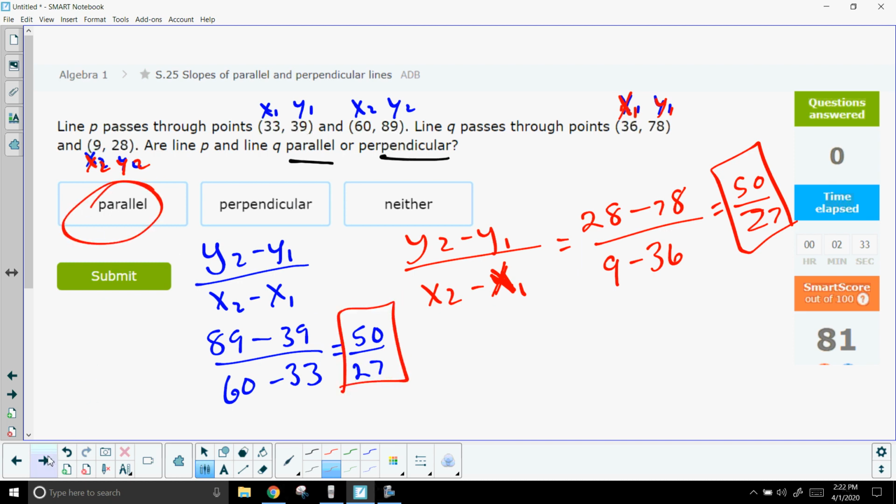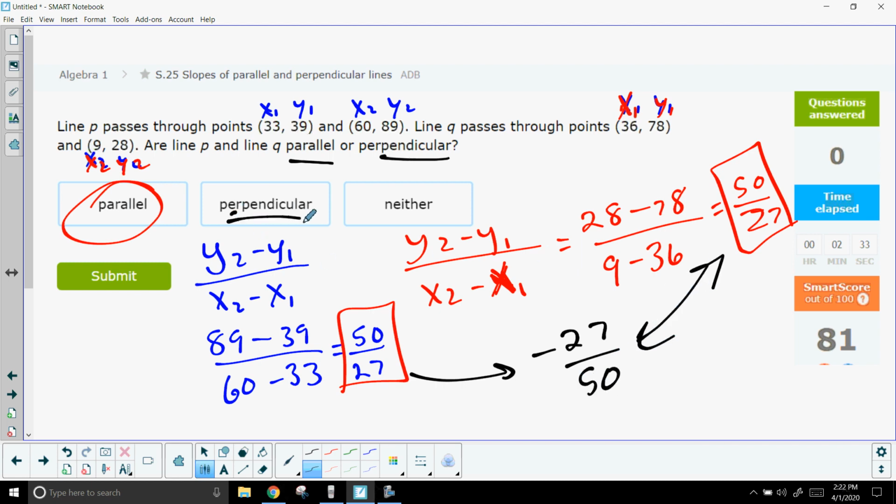Again, if this number was negative 27 over 50, negative reciprocals would mean it's perpendicular. But if there's no relationship whatsoever, then it's neither.